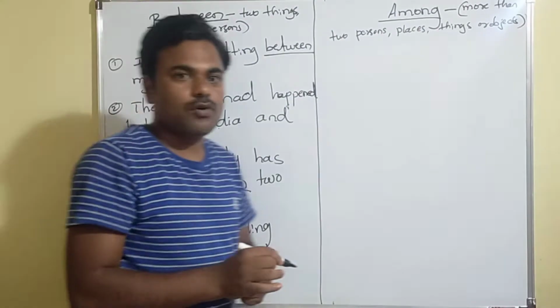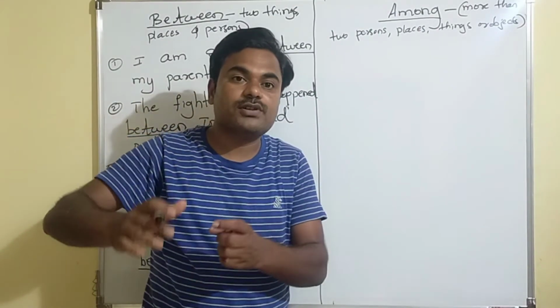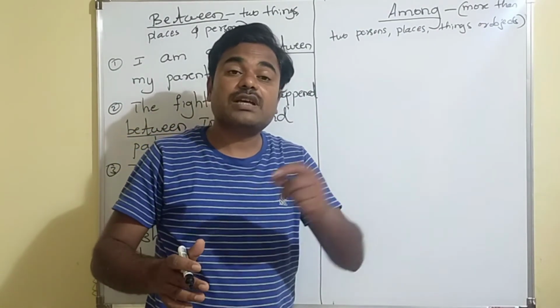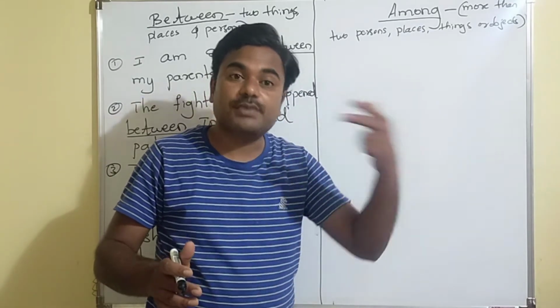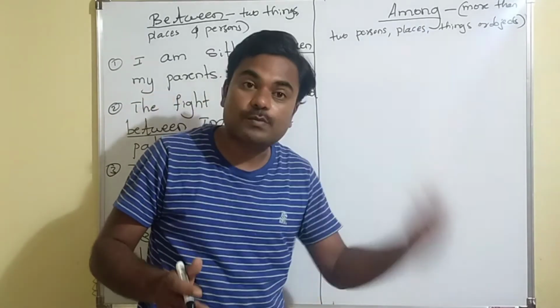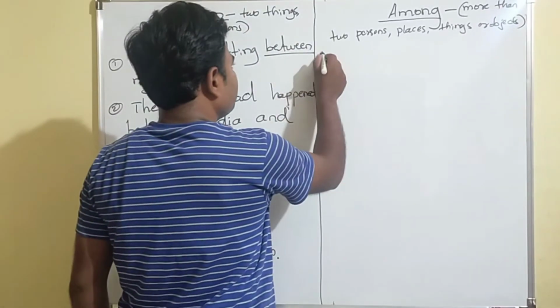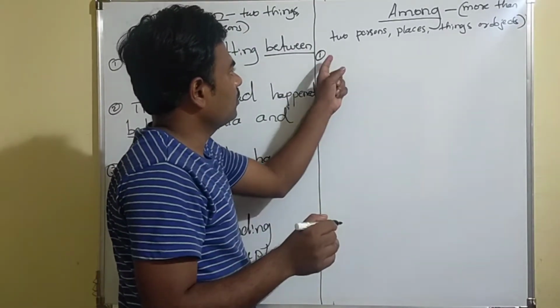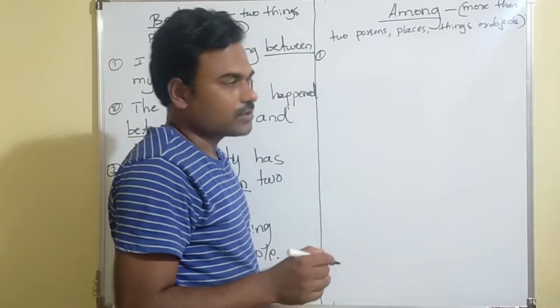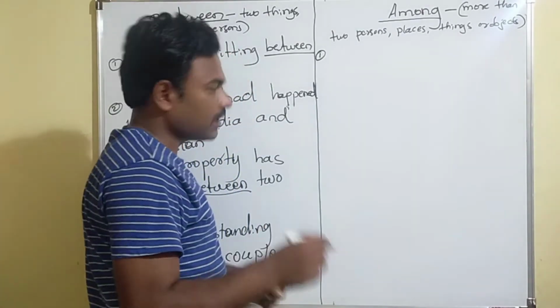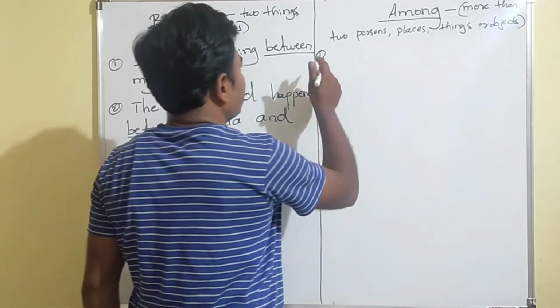When we use among, when we talk about amidst or middle, more than two persons, more than two places, more than two things, objects, that time we can use among. For example, you can be clear when I write some examples on the board. So pay attention to me for some time.